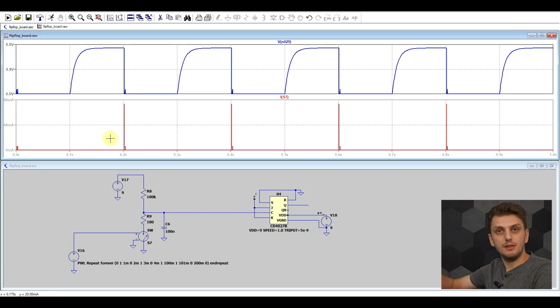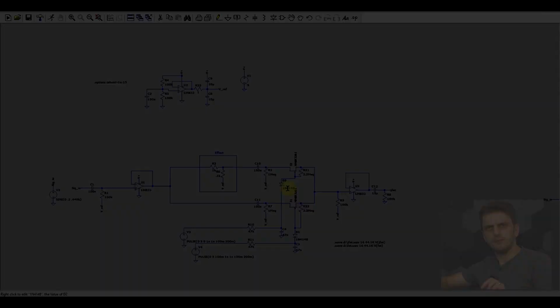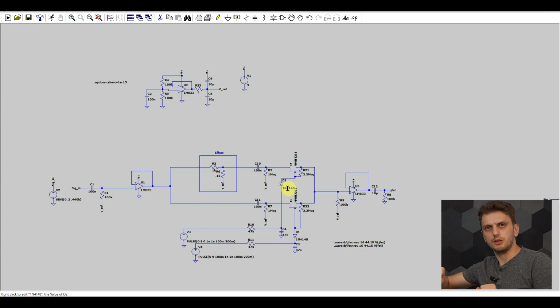And that about covers the digital part of the circuit. Let's move on to the analog circuitry. So there's quite a bit to cover, so let's get right into this.